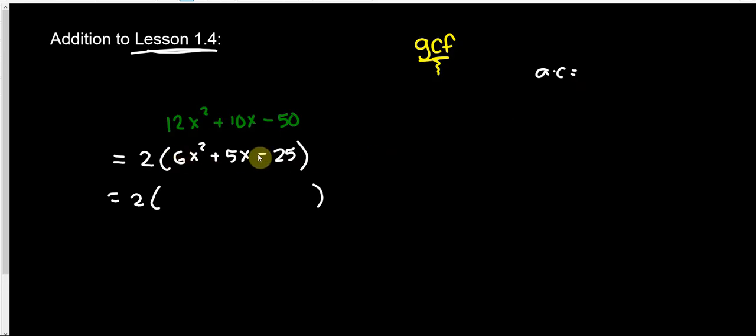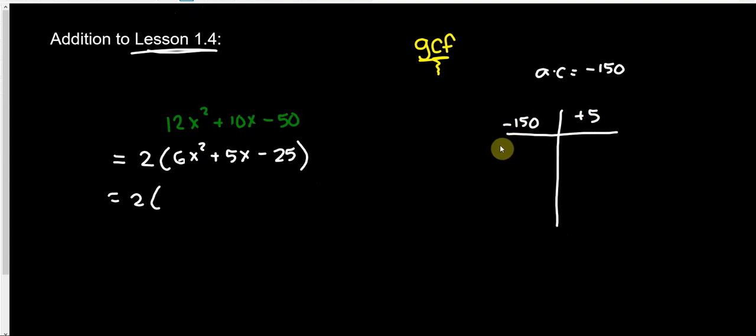So 6 times negative 25. That would be negative 150. And whew, that's a big number. But that means I'm looking for two numbers that multiply to negative 150, and they have to add to the middle term, positive 5. Now what's really great about this is the same style that we used for our simple factoring, looking for two numbers that multiply to something and that add to something. Okay, so, oh man, I don't think it's going to be 1, 2, or 3.